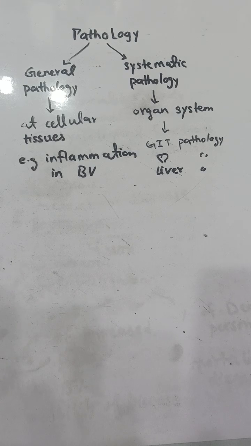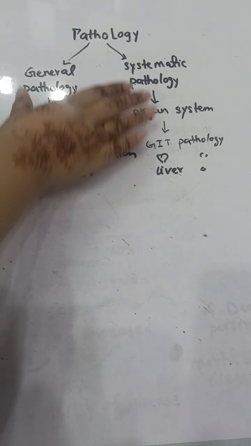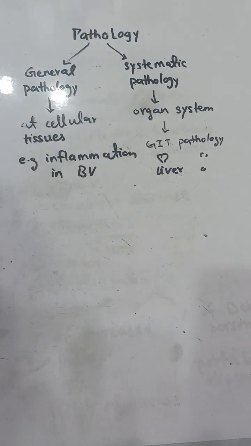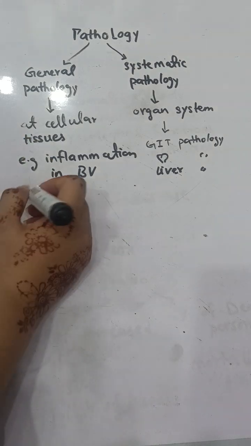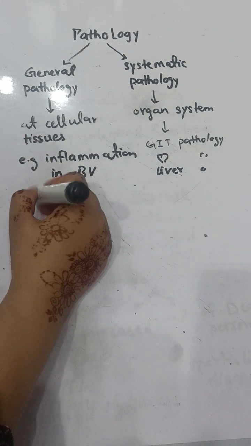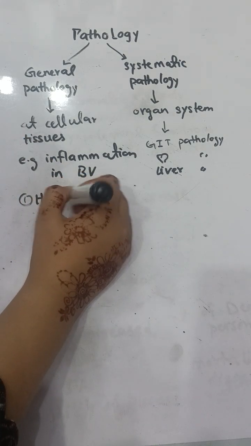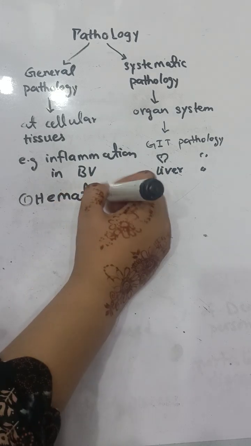Now after that we are going to study some minor types of the pathology, and I am going to show you. These two types are the major, but some minor types of pathology are given below, which are like hematopathology.